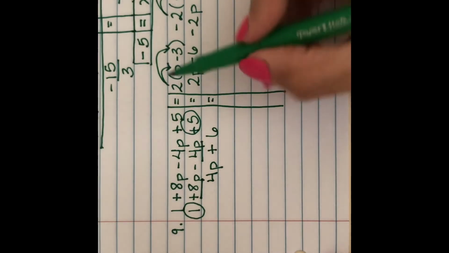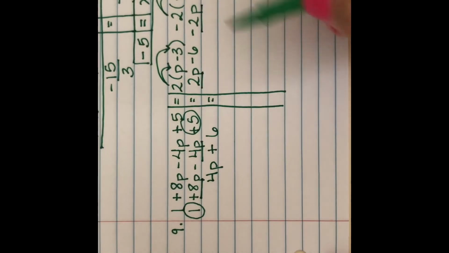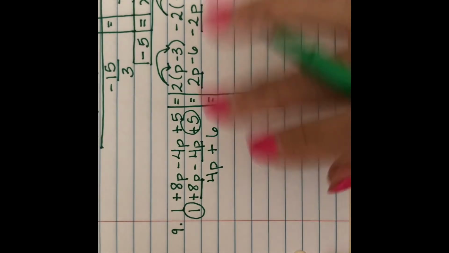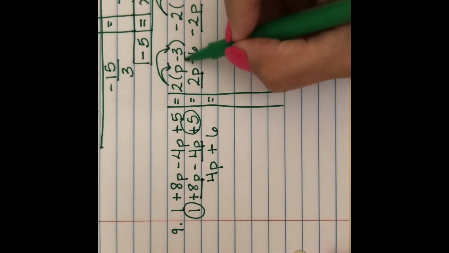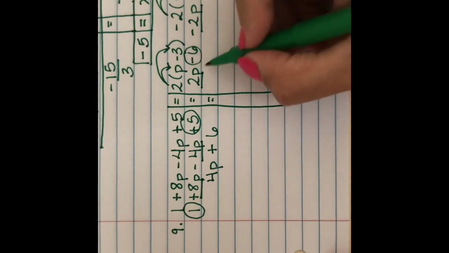On the right, my variables are 2p and negative 2p. That actually makes 0. So I'm not going to write 0p. I'm just going to not place a p on that side. And then I have a negative 6 and a positive 4, which makes negative 2.